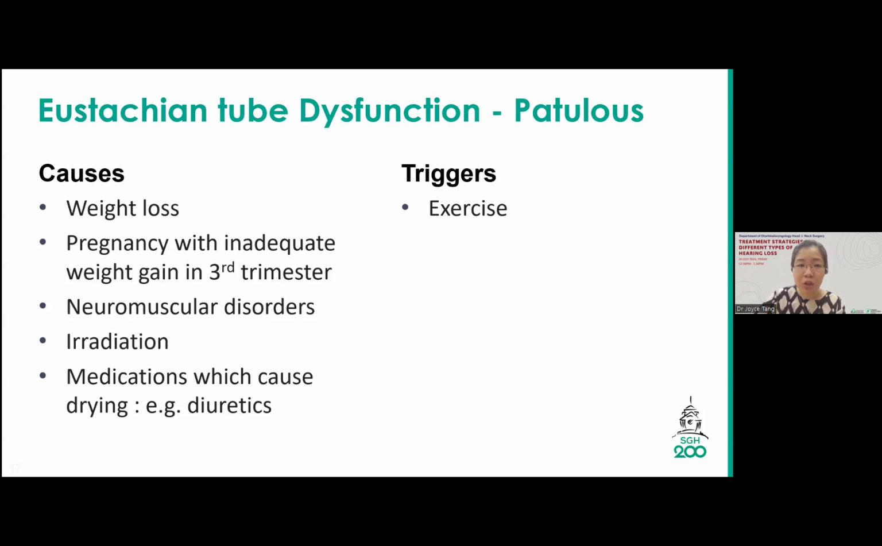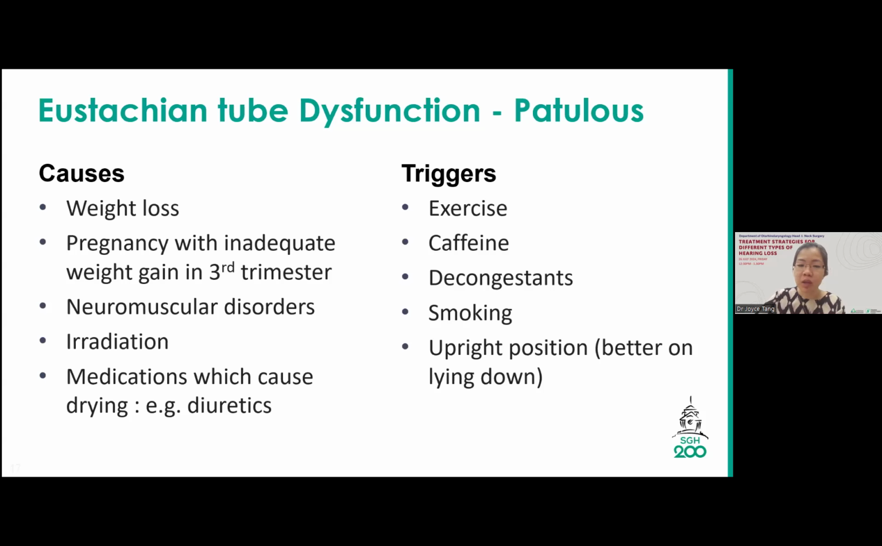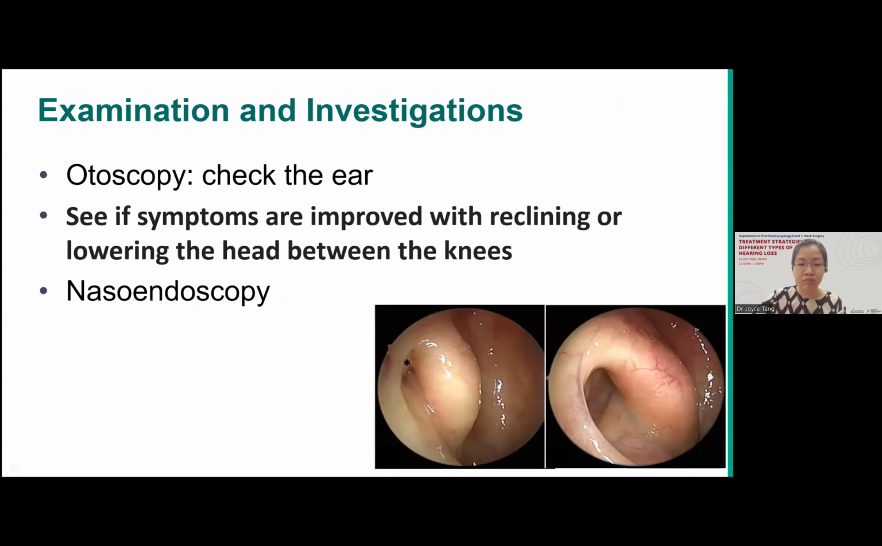Typically, if you have a patulous Eustachian tube, the triggers that make it worse are exercising, drinking caffeine, taking flu medications, smoking. And usually when you're upright, like seated or standing up, it's worse. If you lie down, it usually gets better.